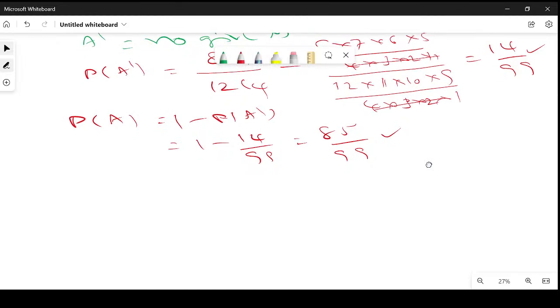What is P of A intersection B? 2 boys and 2 girls. I should find P of A intersection B. The meaning is A means 2 boys and 2 girls are possible. The probability of 2 boys and 2 girls I can consider. The meaning of this one is right. When you're talking about this one, 2 boys and you can write 2 girls.